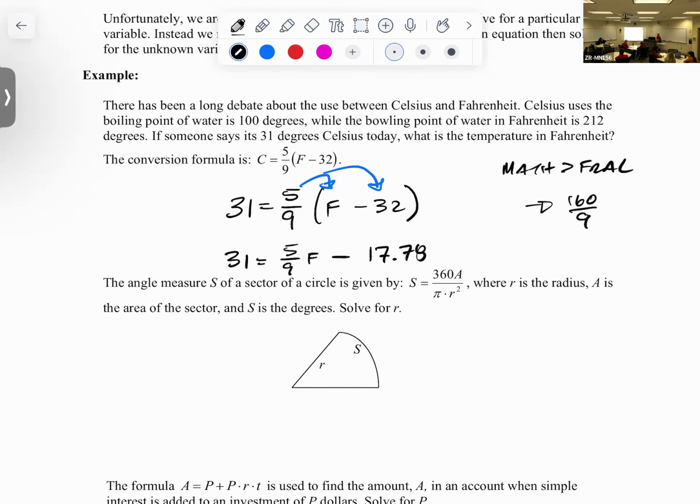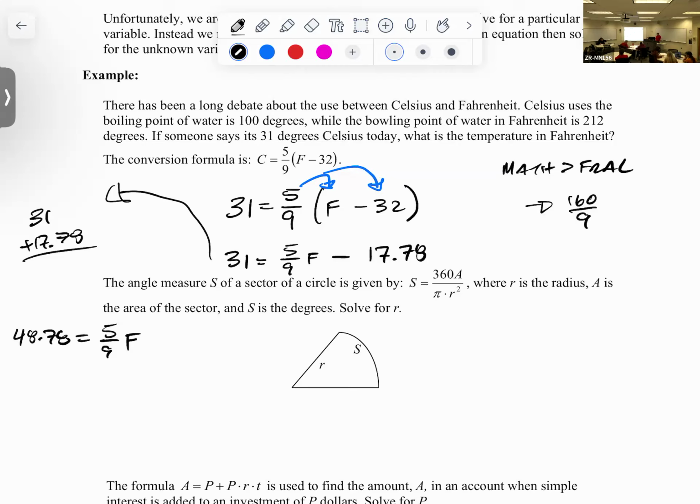What do we do? Whatever you do on one side, you do to the other to solve. Yes. So specifically, add 17 and some change, or 1/69. I'm out of room already. And then lastly, what do we need to do? It would be divide by 5/9, wouldn't it?